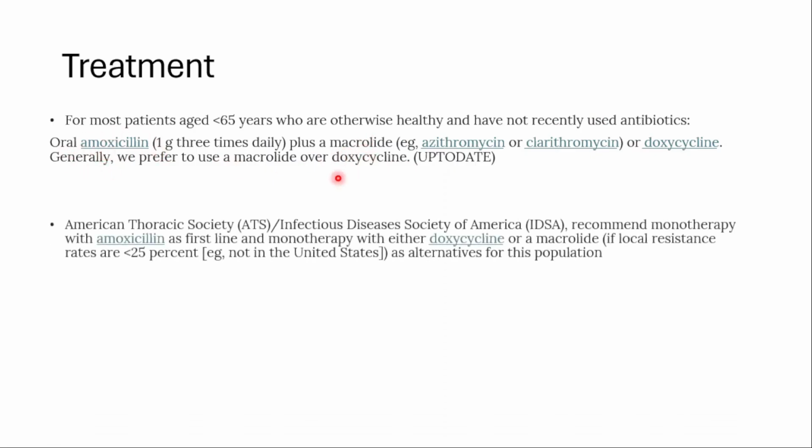But the American Thoracic Society and Infectious Diseases Society of America, these two establishments, recommend monotherapy with amoxicillin as first line and monotherapy with either doxycycline or a macrolide as alternatives.